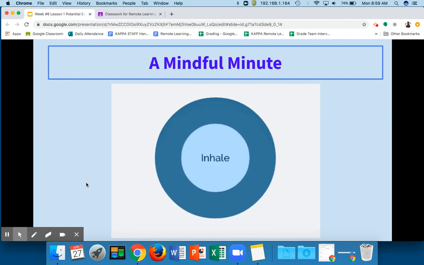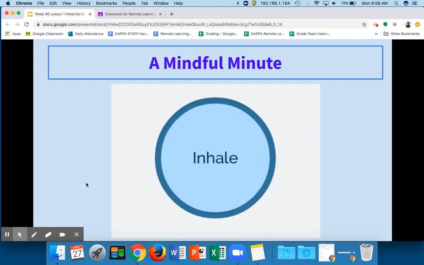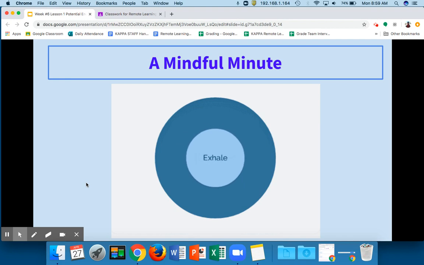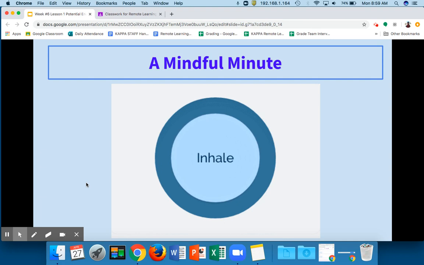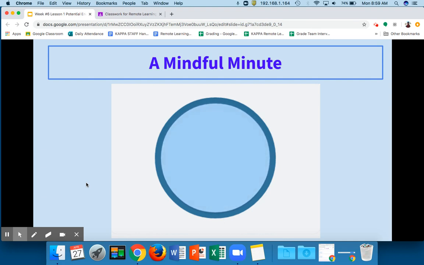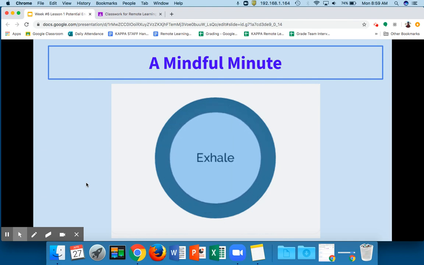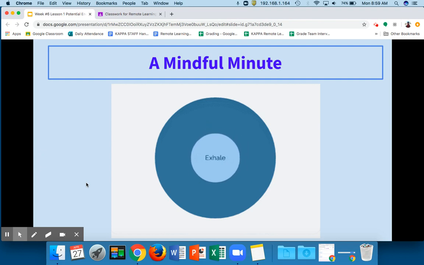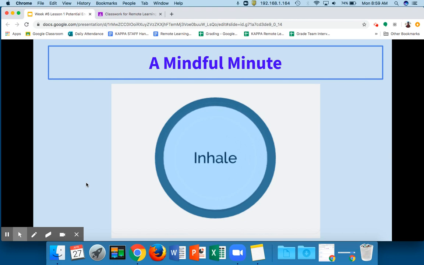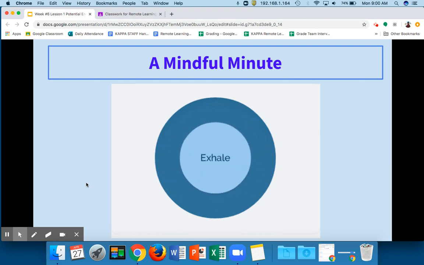Inhale. And exhale. Last one. Nice deep breath in. Full exhale out. Allow your breathing to return to normal. And when you're ready, you can slowly open your eyes.